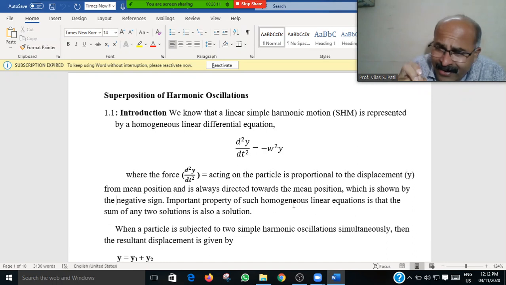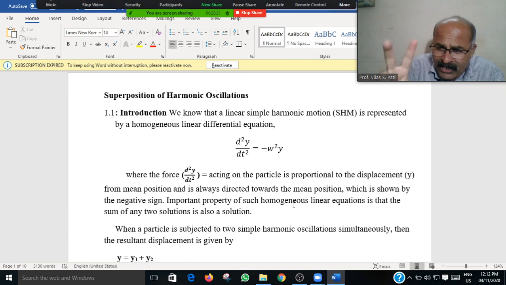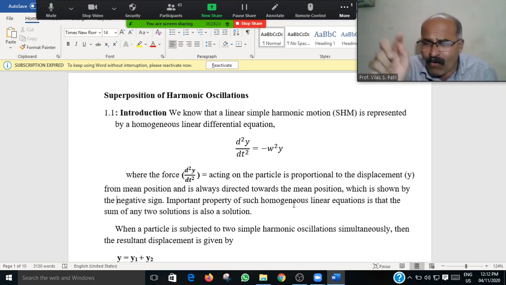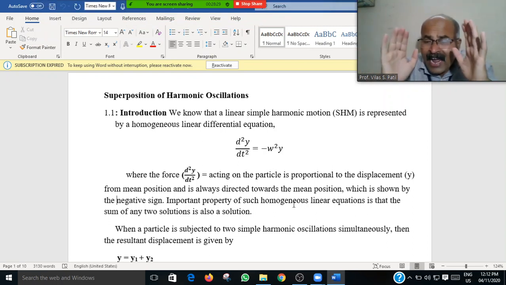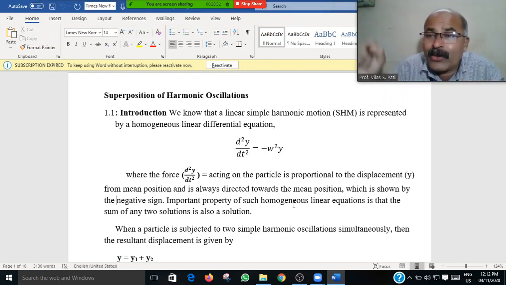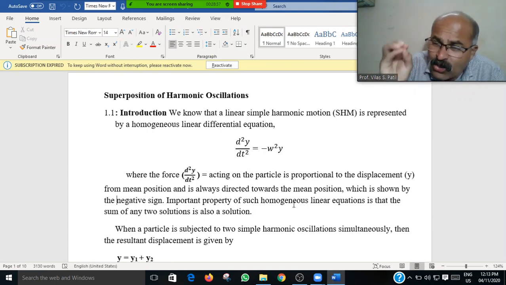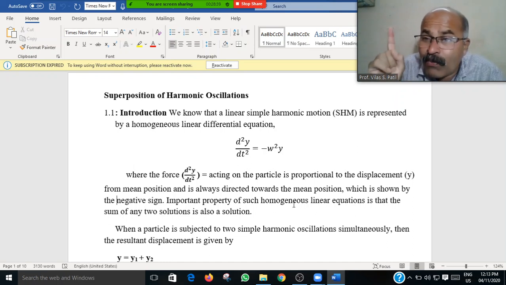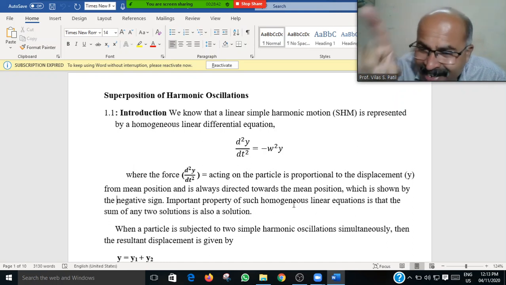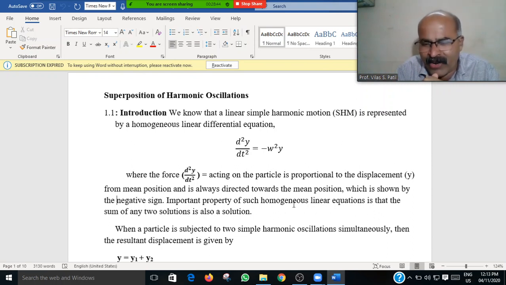If we take the logical sum of two solutions, जर हा d2y by dt square is equal to minus omega square y ह्याचे जर सोल्युशन मी दोन कन्सिडर केले, if y1 is one of the solutions, y2 is another solution, then I take the summation y1 plus y2, that is y is equal to y1 plus y2. The summation of two solutions is also a solution in case of a linear differential equation or homogeneous linear equation.